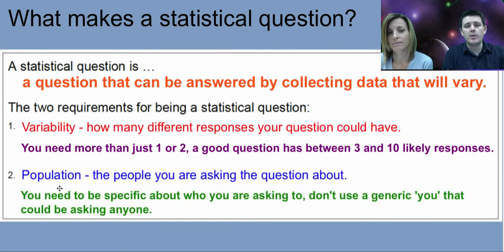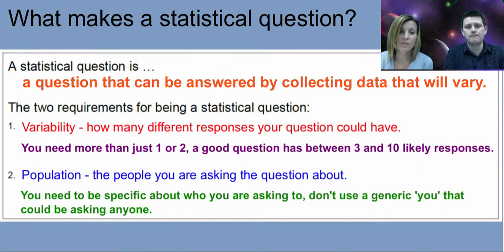The second requirement is the population. Who are you asking the question about? You want to be specific about who you're asking. You don't want to just say, who do you think? Because then we don't know who you're talking to. Is that one person? Is it a whole group? Is it the whole building? Is it the whole world? We don't want to be generic. We want to be specific. Maybe it's 6th graders or students at Trower or the people in your family. You want to be specific about who you're asking the question to.